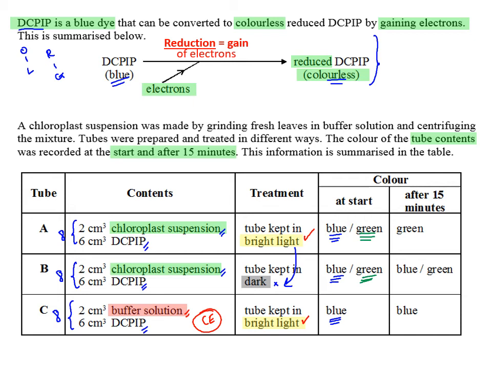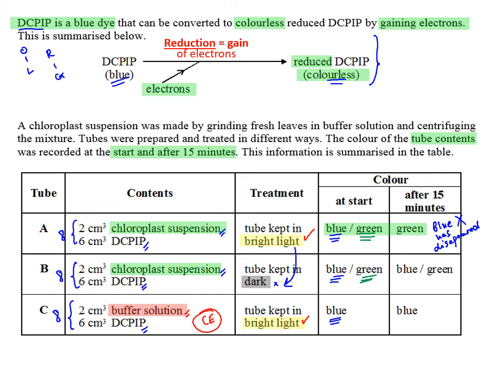Now, after 15 minutes, what do we see in tube A? Well, we see a green colour after 15 minutes. So we can jot down quickly next to this data that the blue colour has disappeared. There's no blue colour anymore after 15 minutes in tube A.